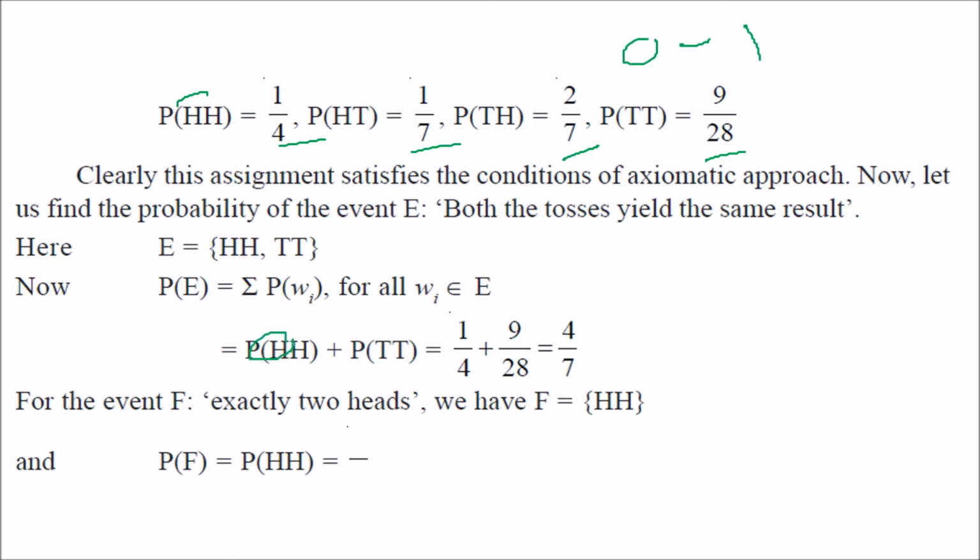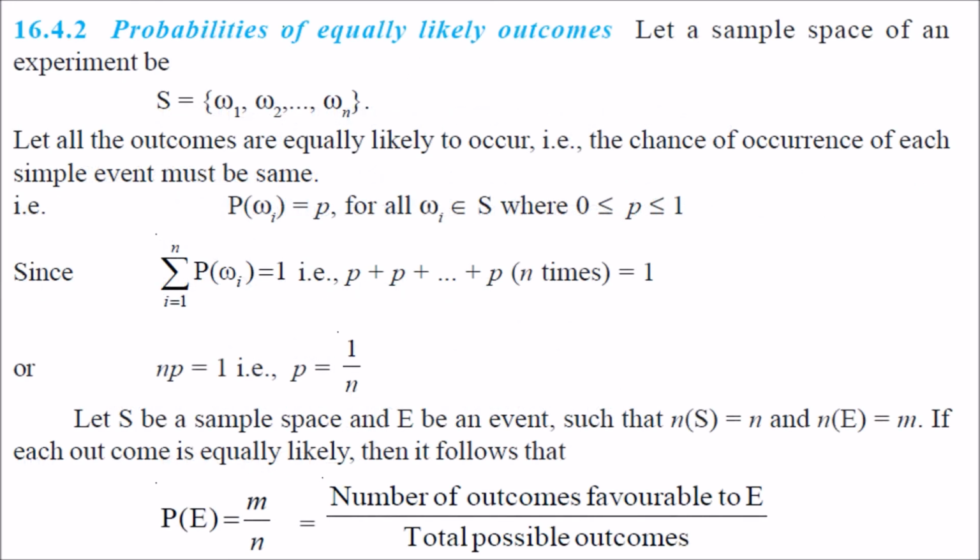If you combine HH and TT, say you have another event, it would give you the same result. So HH, TT, it will be 1 by 4 plus 9 by 28, that is 4 by 7. This is also okay. No problem with them. Exactly 2 heads, this is also okay.